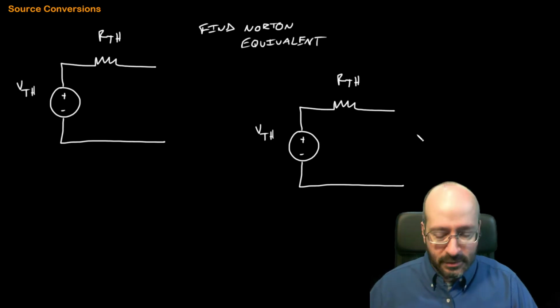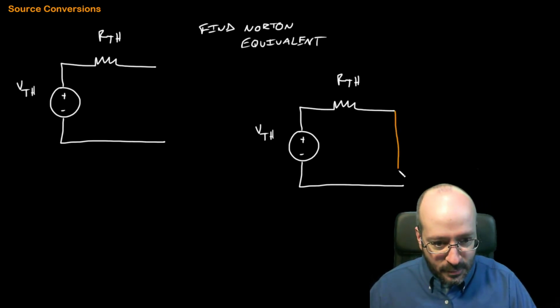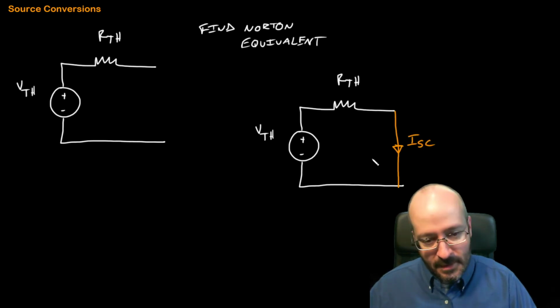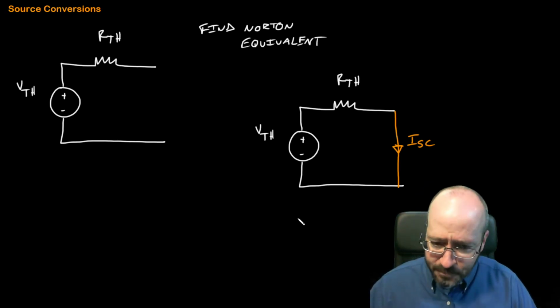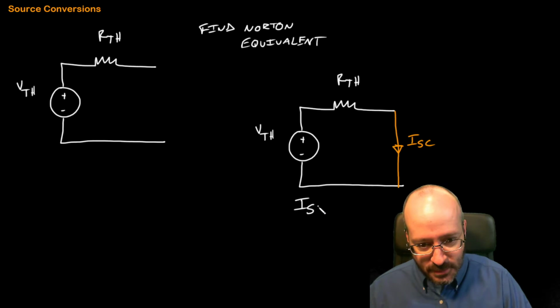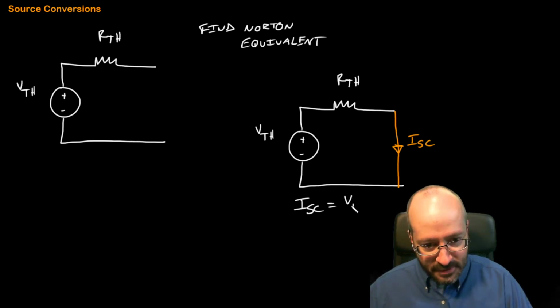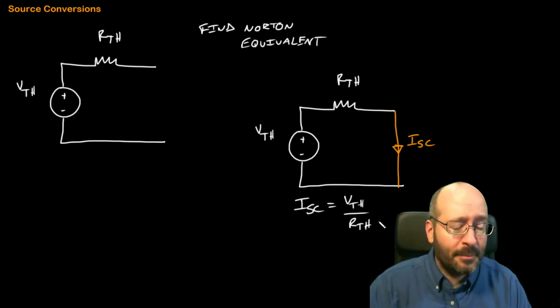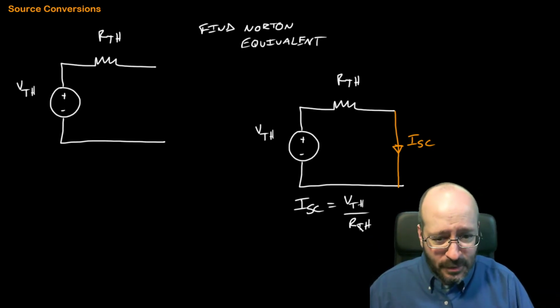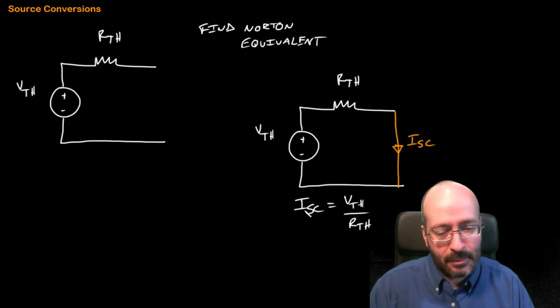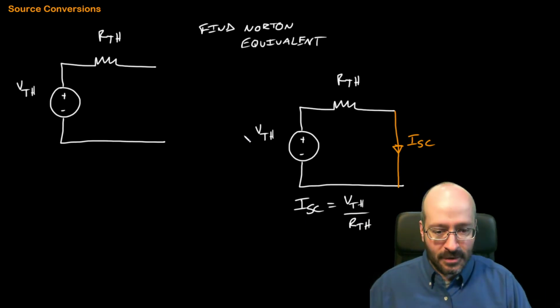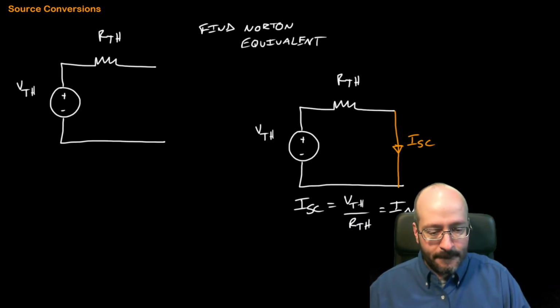So if I want to find the Norton equivalent, the first thing I do is short where the load would be connected and find the short circuit current. Okay, and since that's a short, now we know the voltage across R Thevenin, and we can say I short circuit is equal to V Thevenin over R Thevenin. It's that simple. It follows Ohm's law too, right? Volts over ohms is going to give me amps. So that's always helped me remember it. Maybe it'll help you remember it too. So we found I short circuit, which of course is equal to I Norton.